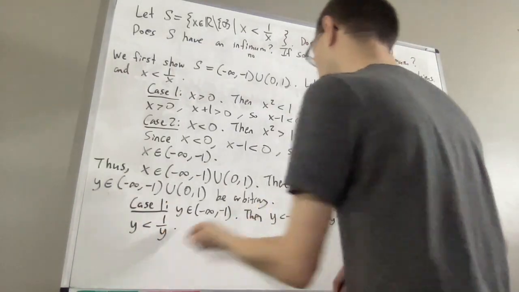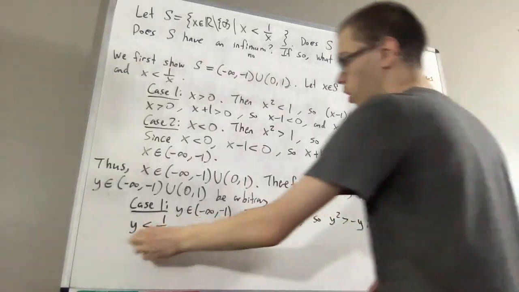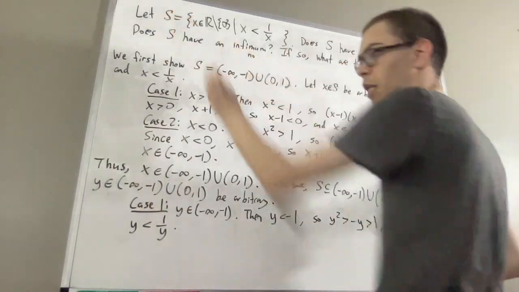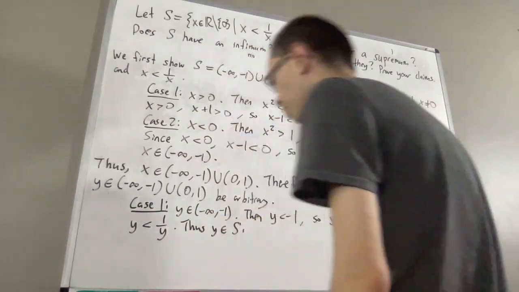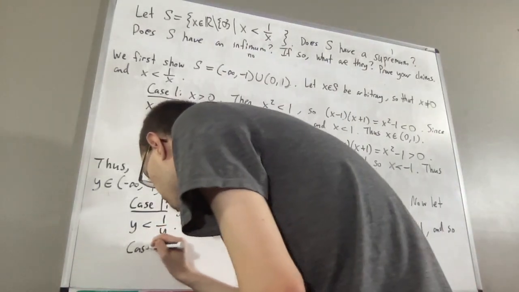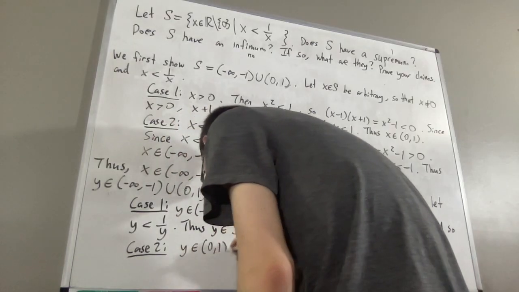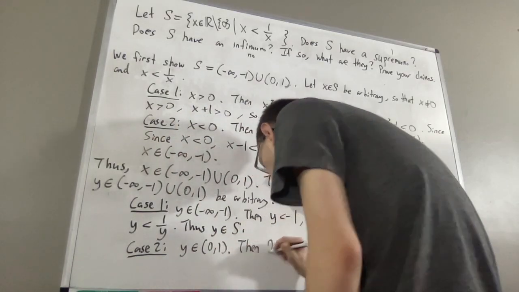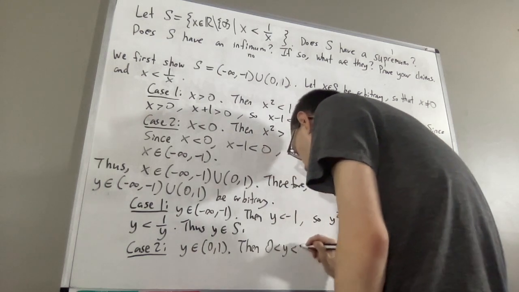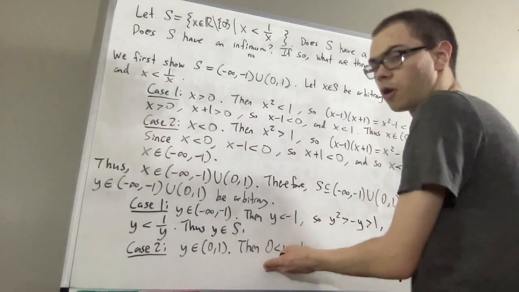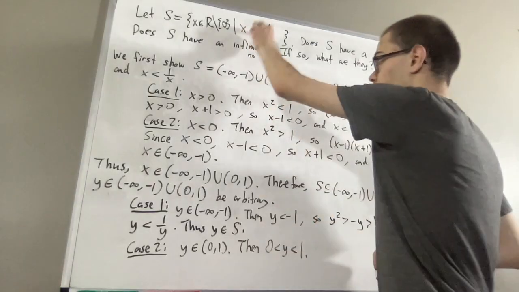So we see y is a non-zero real number such that y is less than 1 over y, so y is an element of S. So that completes case 1. Now we move on to case 2, where y is an element of (0, 1). Well then, y lies between 0 and 1, so automatically y is non-zero. So all that's left to show is y is less than 1 over y.